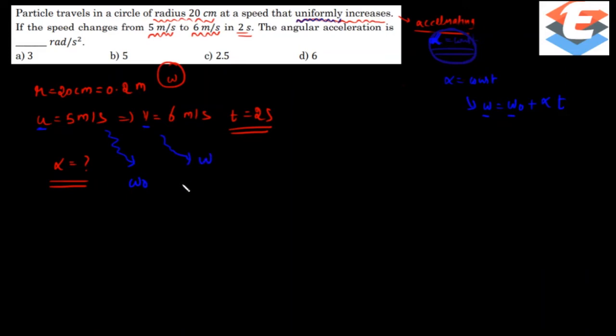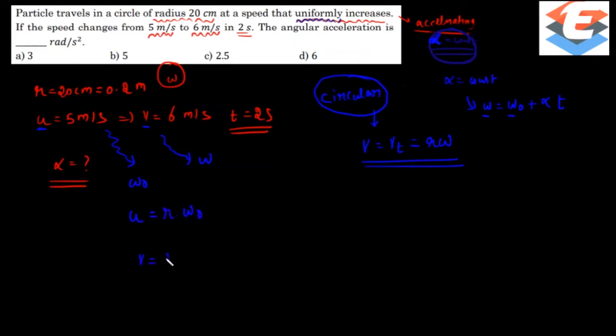How can I find out? Again, simple. A particle is undergoing circular motion. Then only one velocity will be there, the tangential velocity, no other velocity, which you already know. Radial velocity will become 0. So the only possible velocity is tangential velocity, which is r omega. So u is equal to r into omega naught, since radius is constant. Similarly, v is equal to r into omega, the final velocity.